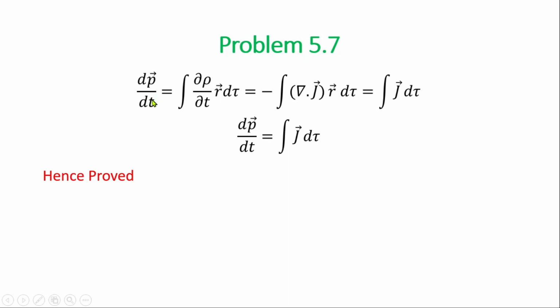So dp over dt is equal to the integral of partial rho over partial t times r d tau, which is equal to minus the integral of the divergence of j r d tau, because we have put in the value of partial rho over partial t using the continuity equation. We have proved that this integral is equal to minus the integral of j d tau, and so dp over dt is equal to the integral of j d tau, and hence proved.